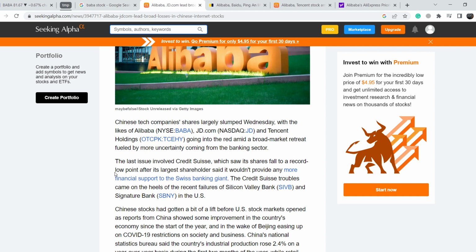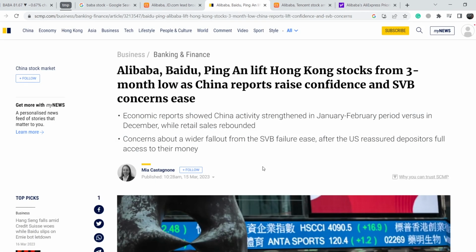And right after that, Credit Suisse was also in quite a difficult situation when their major shareholder said that it will not provide any more financial support for them. And this news definitely drove the entire market down, not only the banking sector, but right after that we can see the relief in this price action, and let me show you this. Alibaba, Baidu, Ping An lift Hong Kong stocks from 3-month low as China reports rise confidence and SVB concerns ease.